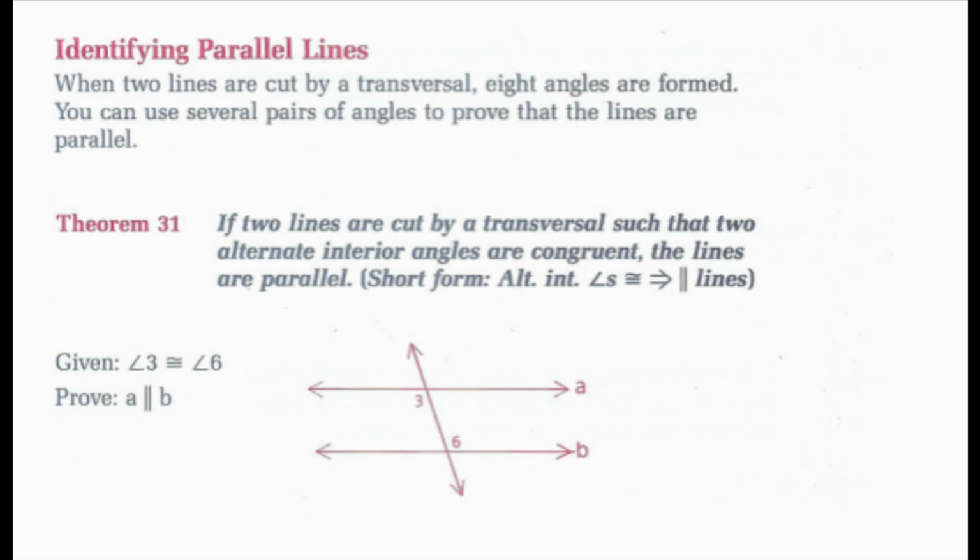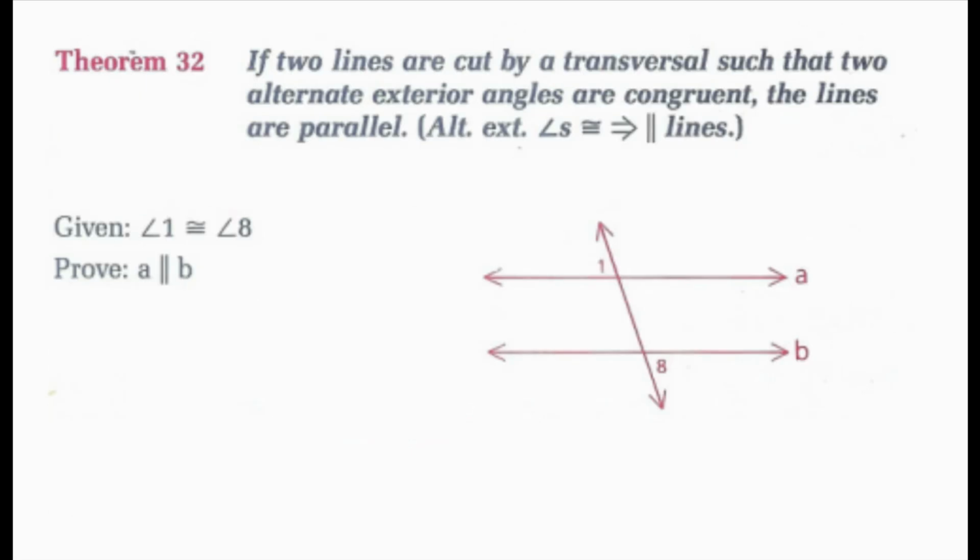The first one we'll look at in our diagram is angle 3 and angle 6, which are alternate interior angles. So if we show that angle 3 is congruent to angle 6, then our lines will be parallel. So if two lines are cut by a transversal such that two alternate interior angles are congruent, then the lines are parallel. And you can use this short form for your proofs. Alternate interior angles congruent, then parallel lines.